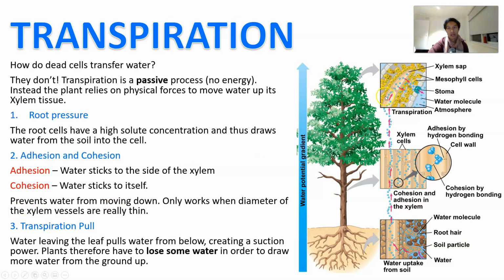And then at the leaf, as the leaf photosynthesizes and releases water through the stomata, it's going to draw more water from underneath, and that's called transpiration pull.